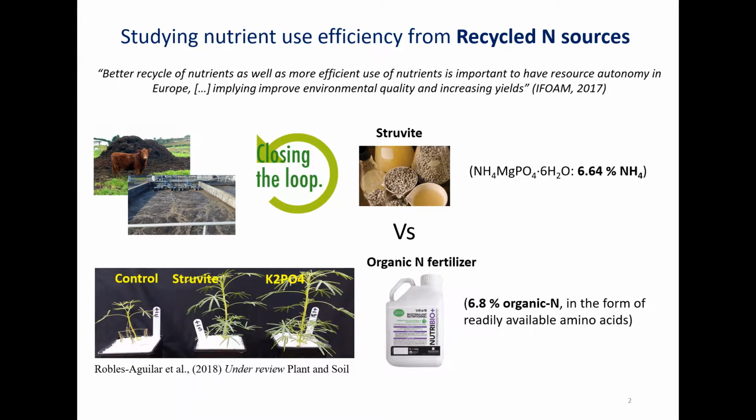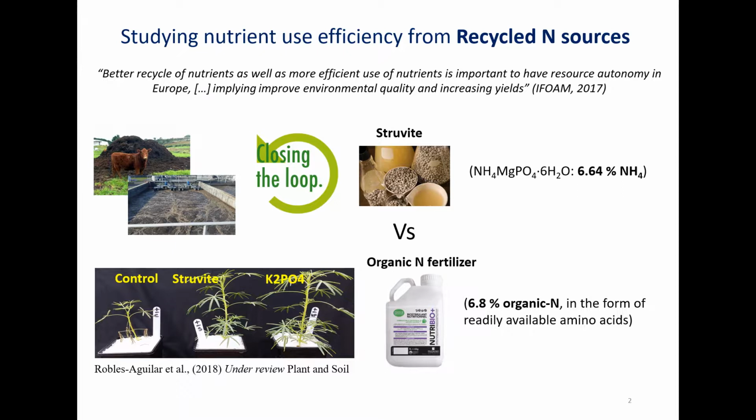One of the examples we use is struvite. It's a precipitate that can be recovered from different waste streams, for example manure or wastewater. The aim is to close the nutrient loop by recovering it and then recycling it as a fertilizer. It's a precipitate of ammonium, magnesium, and phosphate, and has about 6.6% of ammonium.